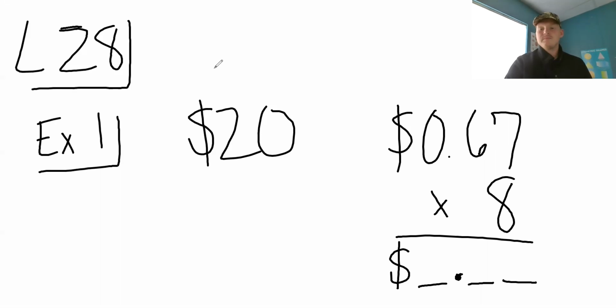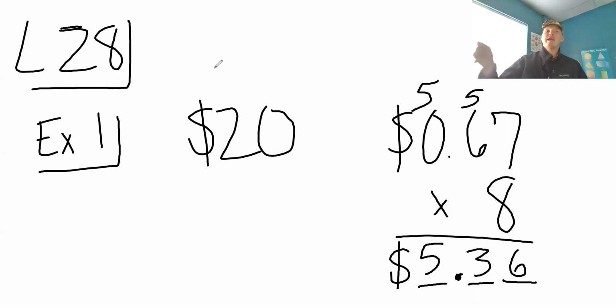First, 8 times 7 is 56, so add my 6 there, carry my 5. 8 times 6 is 48 plus 5 is 53. 8 times 0 is 0, plus 5, 5 goes right here. So $5.36 is how much we spent on 8 cans of dog food.